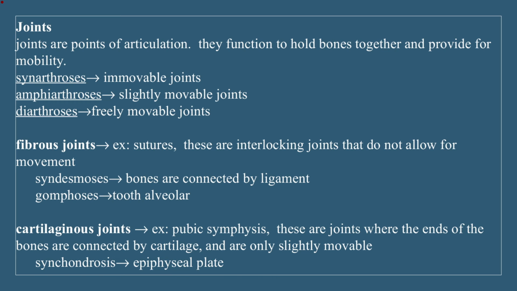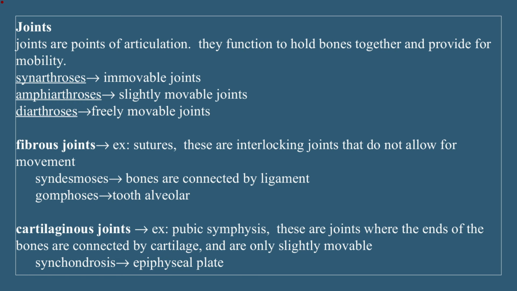Now, joints are also considered when we talk about bones. And so joints are the points of articulation. Remember, articulation, I said, is when the bones come together and fit together. And so where they touch or come together. And so these points of articulation are the joints, right? So they hold the bones together and they allow for movement or mobility. And so we have some categorization of joints based on how movable they are.